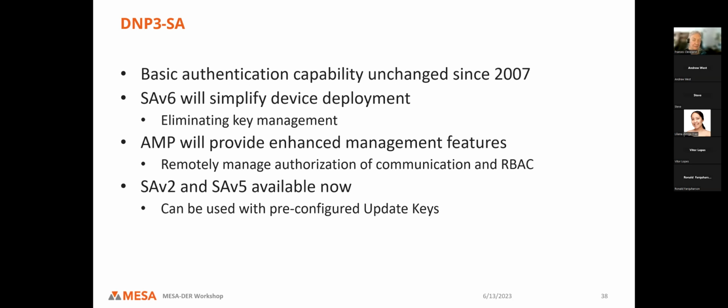So SAV2 and SAV5 are available right now. They've been used in the field. And you can use them with these pre-configured update keys. I would recommend installing those keys and not changing them, but make sure the process you use for installing those keys keeps the key value secure and secret. So that's it from me, the quick overview of the technology involved in secure authentication.